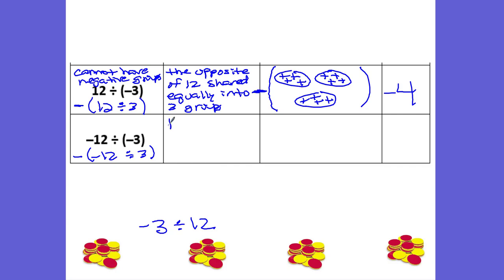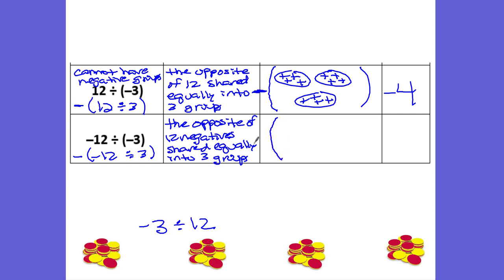So what does it mean? It means the opposite of (12 negatives shared equally into 3 groups. Okay, let's do the parentheses, put our negative sign on the outside. We still need 3 groups, 1 group, 2 groups, 3 groups, close our parentheses. And what we're sharing are 12 negatives. So I'm going to share 12 negatives in between the 3 groups, 1, 2, 3, 4, 5, 6, 7, 8, 9, 10, 11, and 12.